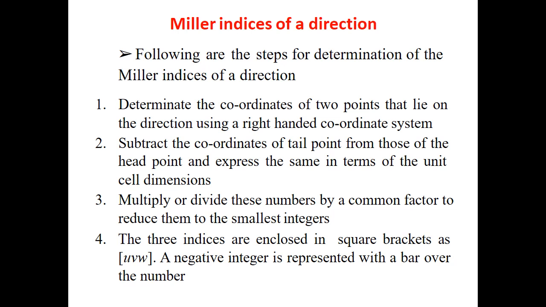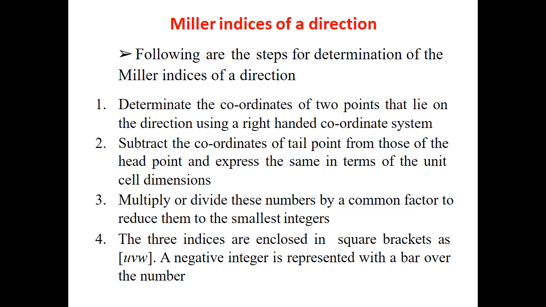Now you don't need to worry about this now, because very soon we will see what is tail point and what is head point and how to do the subtraction, everything in detail. So after that, the third step being, multiply or divide these numbers by a common factor to reduce them to the smallest integers. So we need to convert whatever number we are getting into smallest integers.